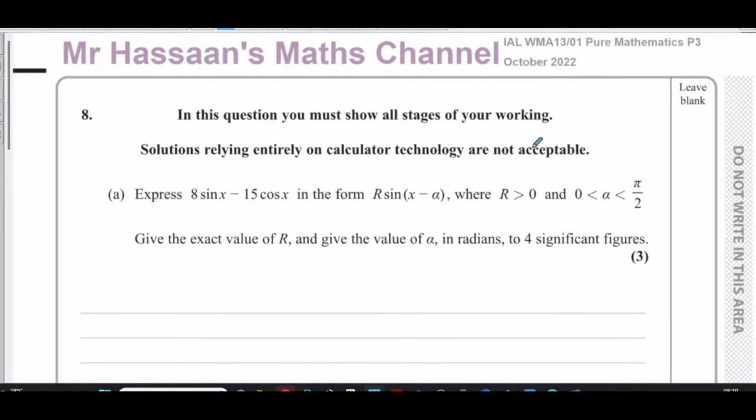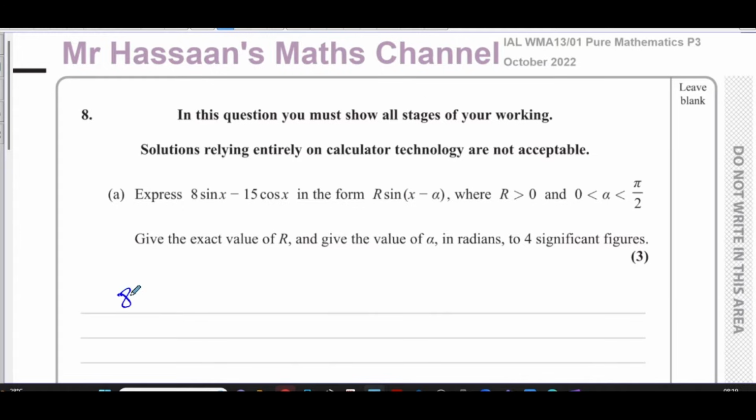This question is about trig identities and equations, and specifically about what we call the addition formulae, or the compound angle formulae, as they're called. So first of all, a typical question: express 8 sine x minus 15 cosine x in the form r sine x minus alpha. They want these two separate trig functions expressed as one function with this compound angle.